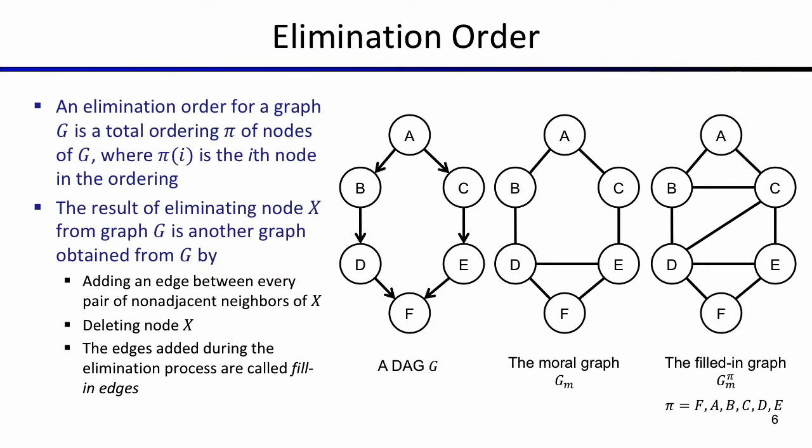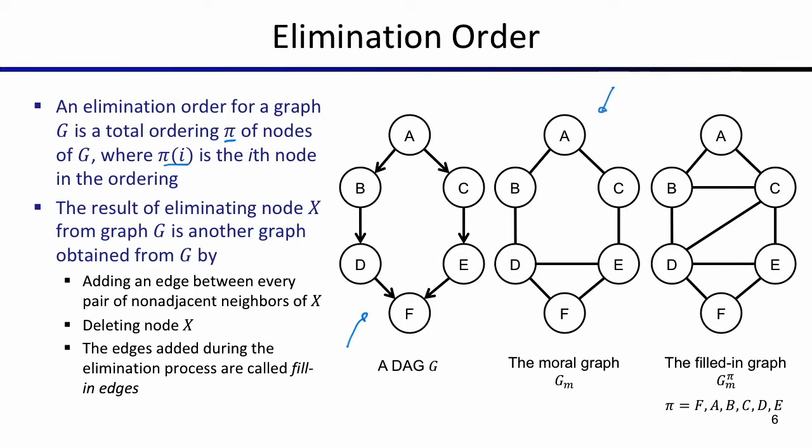Okay, now we formalize the idea of elimination order, and the elimination order for the graph is a total ordering that we call pi of nodes in the graph, where pi i is the ith node in the ordering. So we can say that we'll have an ordering like A, B, C, D, E, and F. That will be our elimination order. So it's a total order, includes all the variables, and tells us which variable should be eliminated first, second, and so on. And when we do the elimination process, and we are eliminating node X from the graph, what we obtain is a new graph. So there is a process where we add an edge between every pair of non-adjacent neighbors of X. We delete the node X, and the edges added during the elimination process are called filling edges. So we have a DAG here as one example. We have the moral graph here.